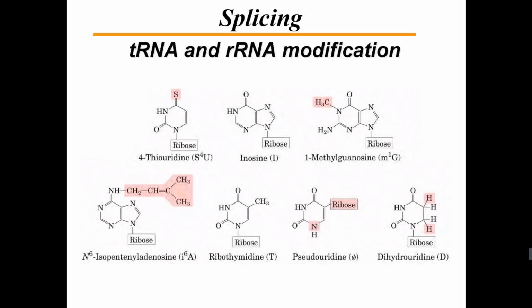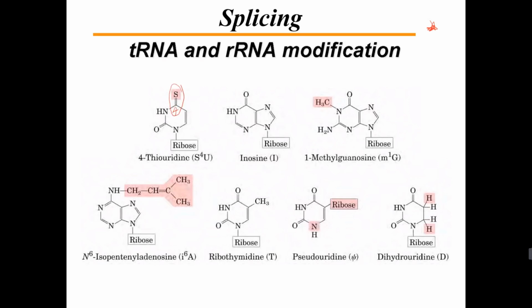So another reminder, we have all these base modifications, and I definitely want you to focus on these. They are important. We've been through some of these in lecture 3, or in the first half of the course, I think it was lecture 3, if I'm not mistaken. Again, we have 4-thiouridine, where we have a sulfur group attached in position number 4.